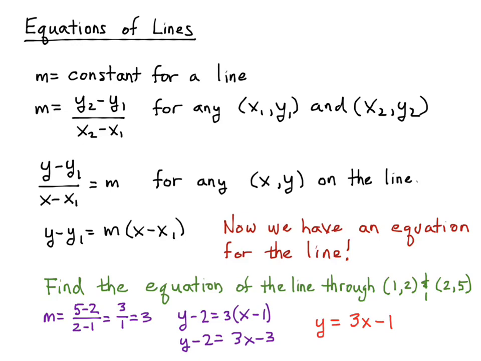So this form of the equation is called the point slope version, because we have a point and a slope that tells us what the equation of the line is.